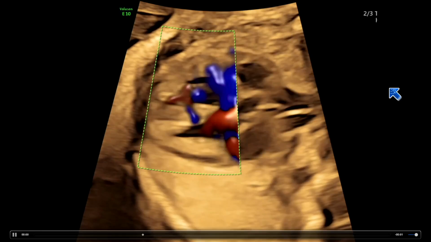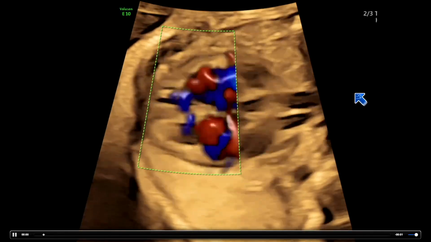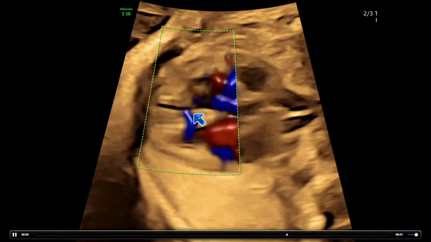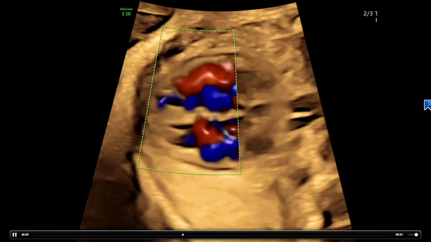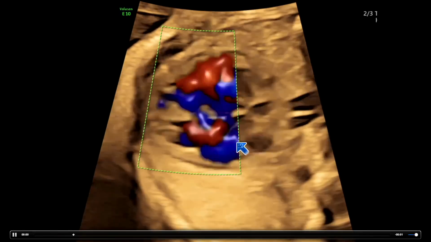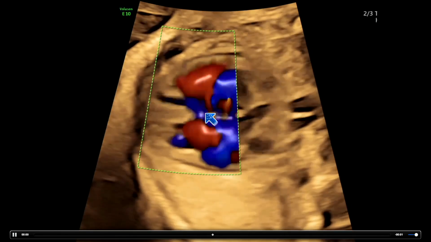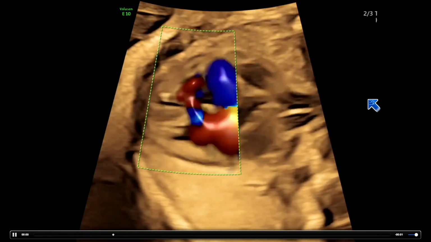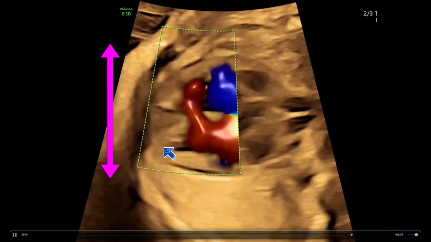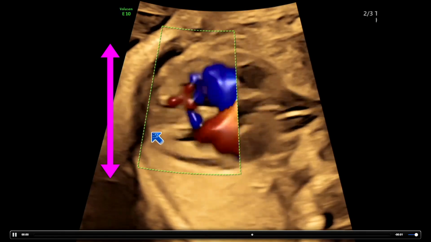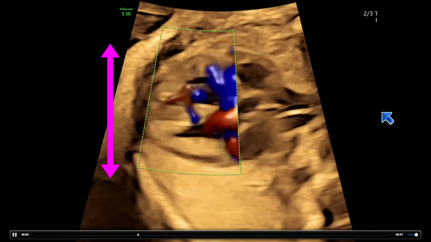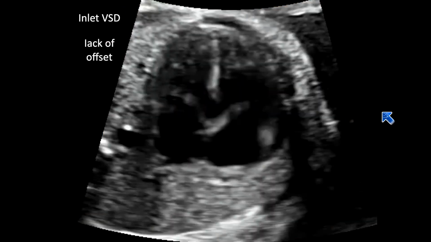I take this very same heart and turn it to the side, where now I've optimized my detection rate by looking for flow that is parallel to the angle of insonation, and all I've done is move my hand across mom's abdomen to get the apex of the heart to 9 o'clock. So here would be a mid-muscular ventricular septal defect seen at the level of the 4-chamber view.